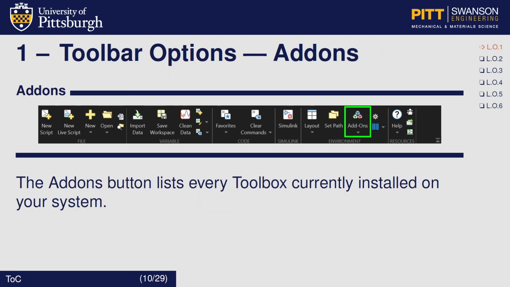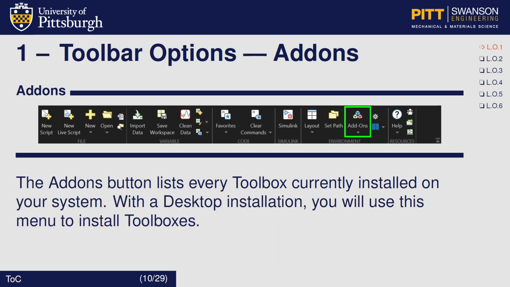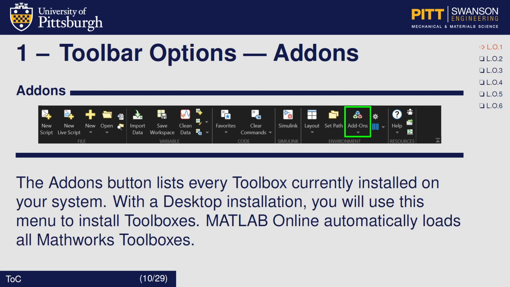The Add-ons button lists every toolbox currently installed on your system. With a desktop installation, you will use this menu to install missing toolboxes. MATLAB Online automatically loads all MathWorks toolboxes, so you will not need to do this.